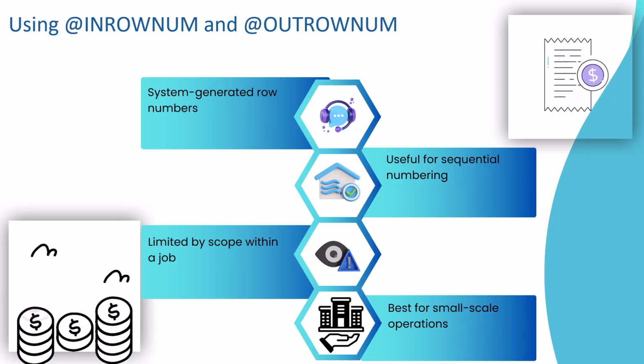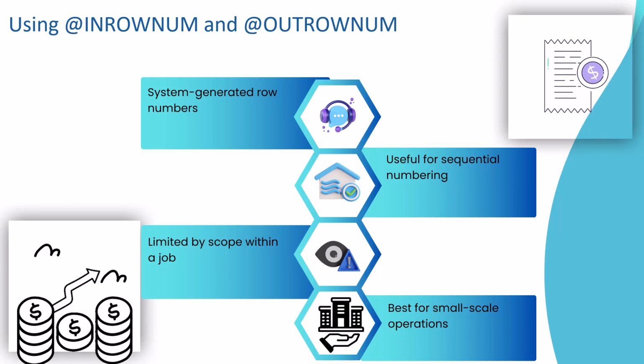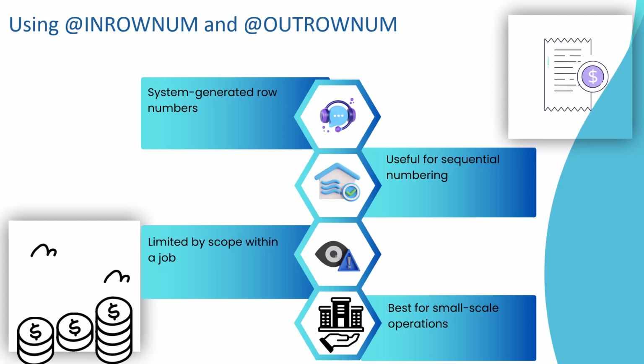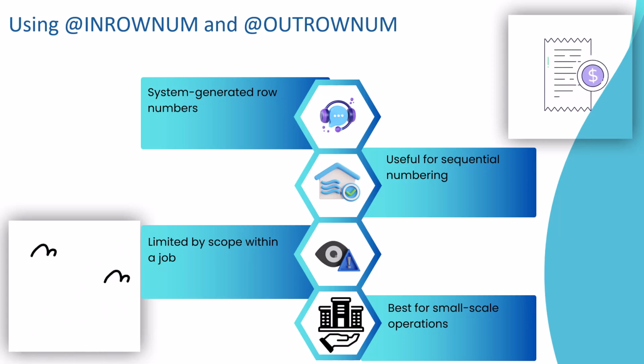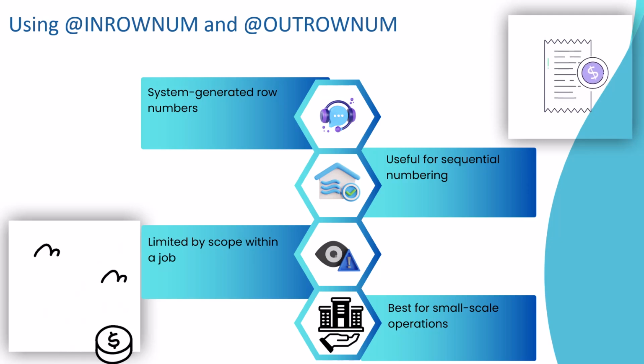Ever numbered a grocery list? That's what @INROWNUM and @OUTROWNUM do, but for data. They provide sequential row numbers within a job, making them great for basic numbering needs. However, they aren't the best for large-scale uniqueness, so use them wisely.